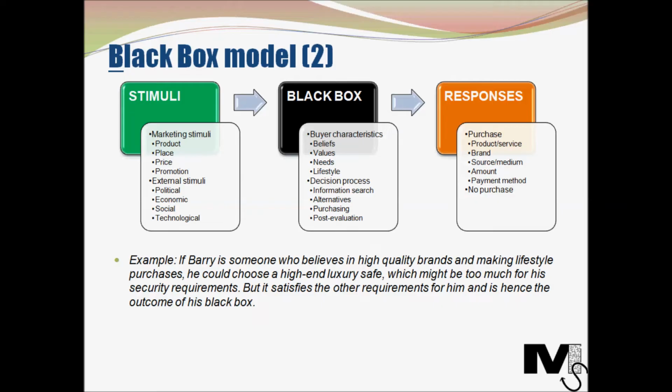So you can very clearly see that there is obviously an influence of the stimuli, and the response produced is actually a combination of all of the influences and the decision-making process of the buyer.